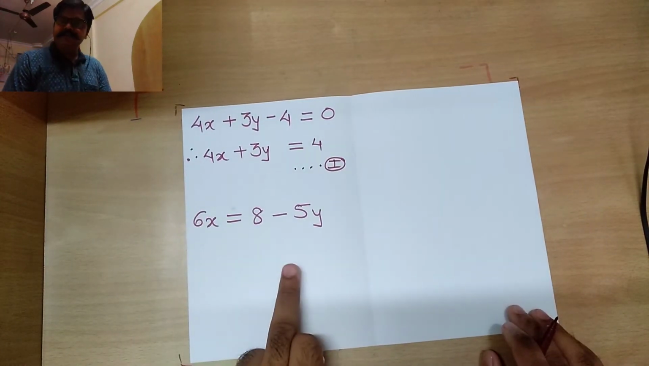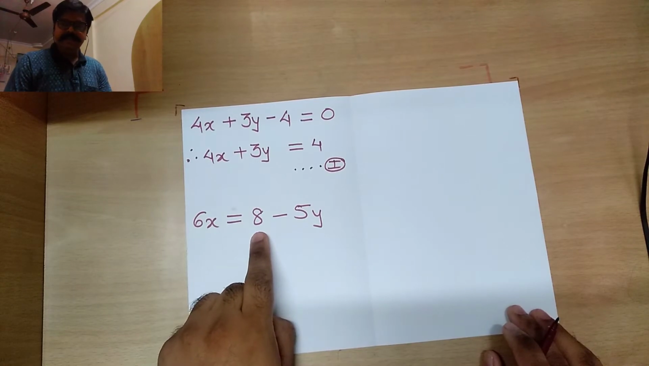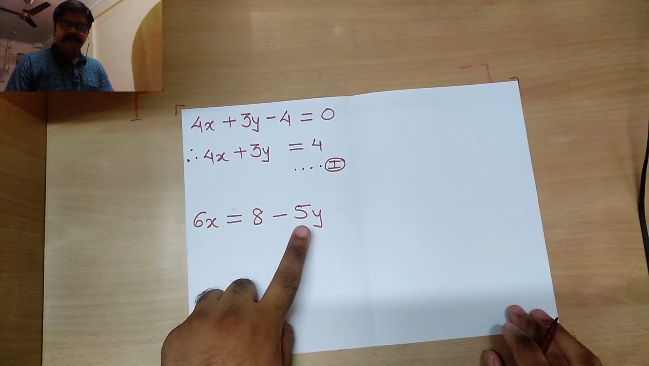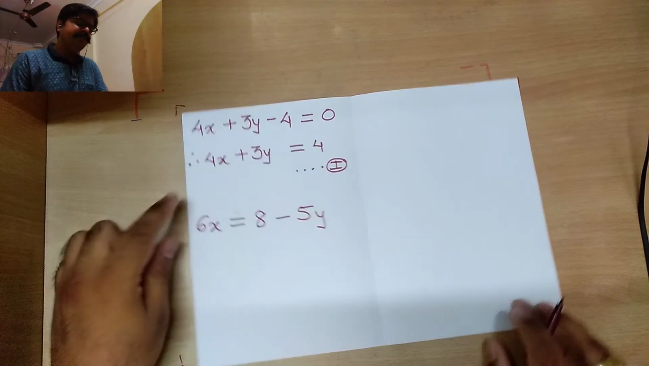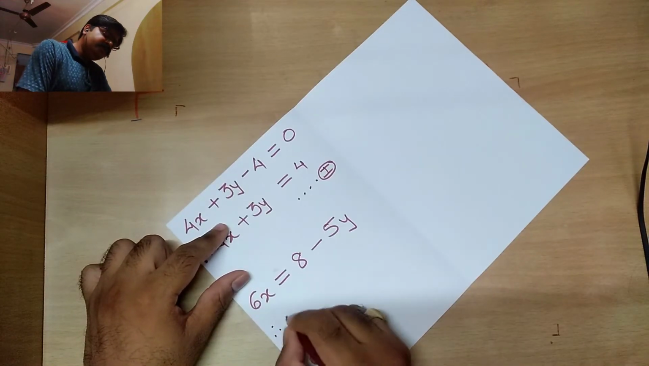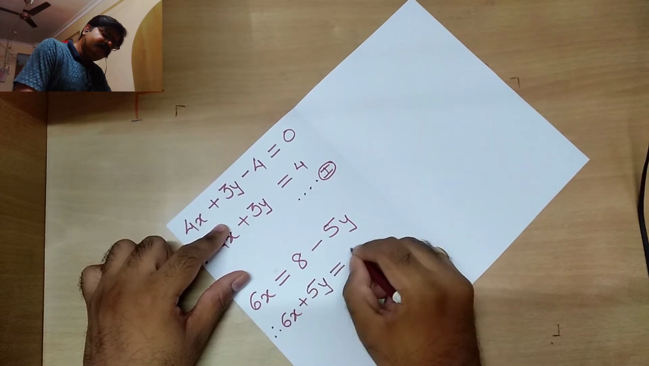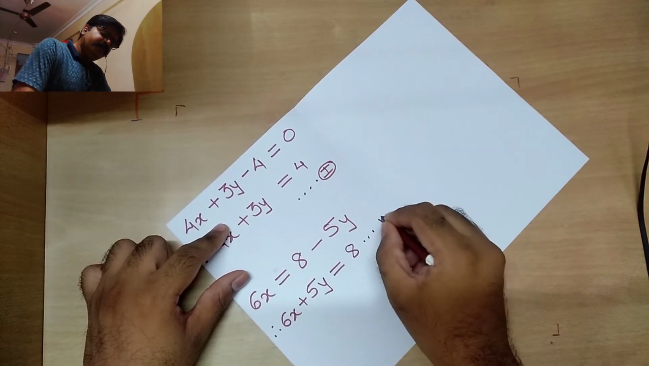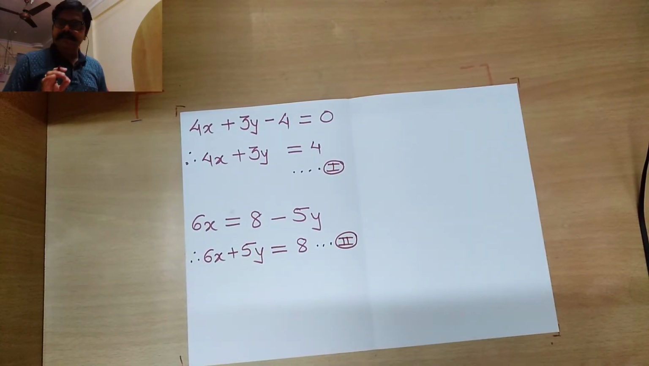Similarly, in this second equation as well, to achieve the standard format, we need to have just this 8 on the right hand side. That means this 5y should be on the left hand side, and therefore we are supposed to move this 5y to the left hand side of the equal to sign. Therefore the equation will look somewhat like this: 6x + 5y = 8, which is going to be equation number 2. That is how we have mended the equations.